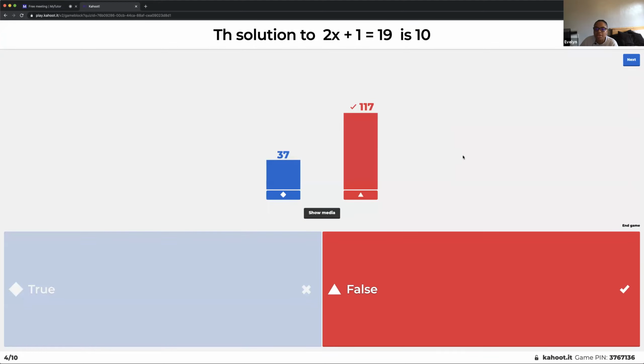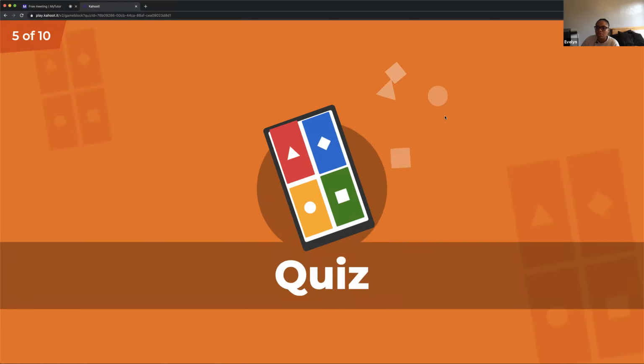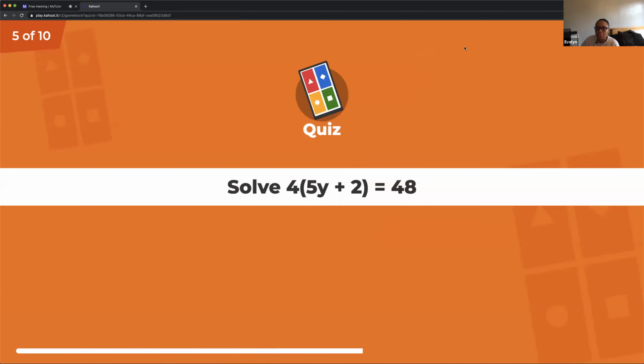Right, brilliant. So if we get rid of that 1, we subtract 1 from both sides. So we get 2x equals 18, and then divide both sides by 2. So 18 divided by 2 is 9. And another way you could check it is put 10 into the equation. So 2 times 10 is 20, plus 1 is 21, which isn't 19. So it's false. Brilliant. Sorry, I went a bit too quick there, but well done for the top 5.